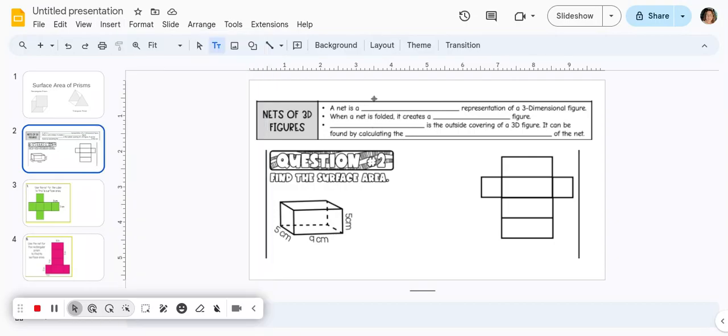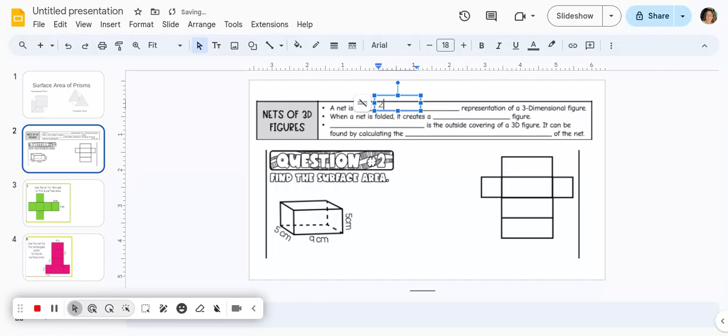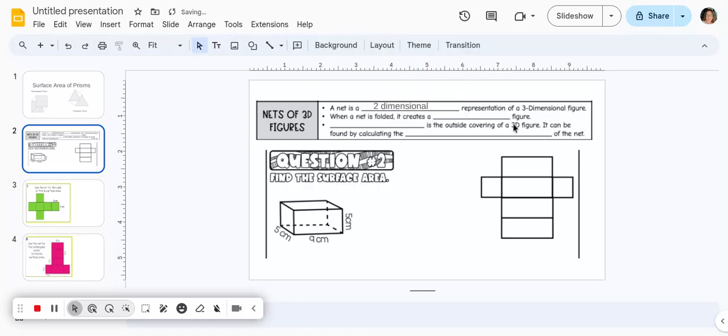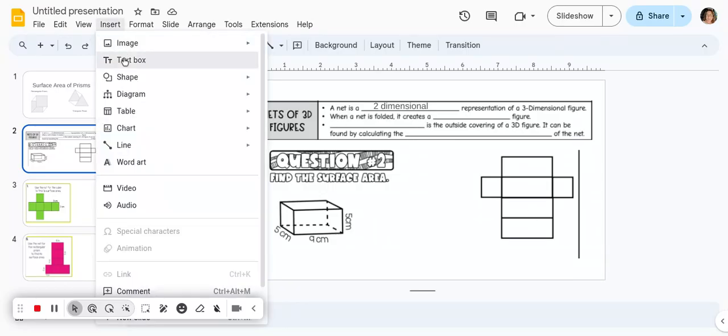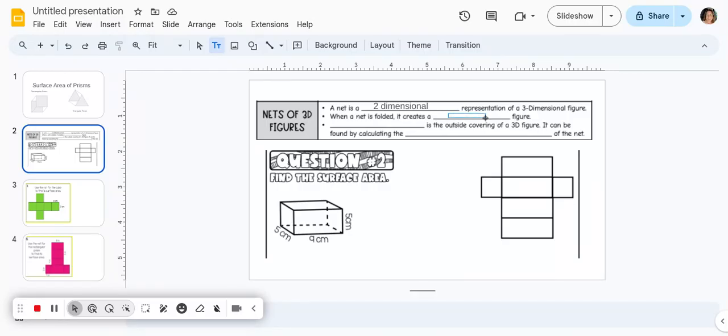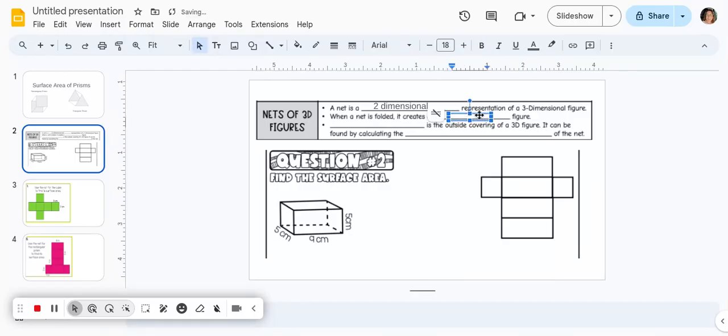So a net is a two-dimensional representation. Let me fix that so you guys can read it. Of a three-dimensional figure. So it takes it from being 3D to being flat. When a net is folded, it creates a 3D figure.